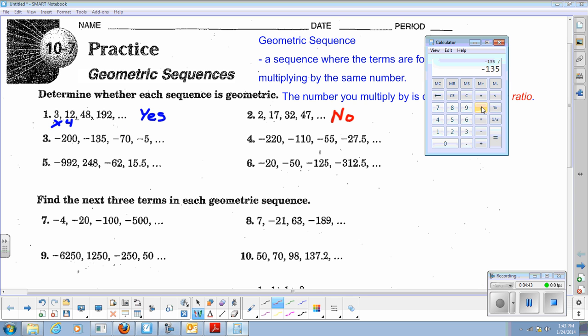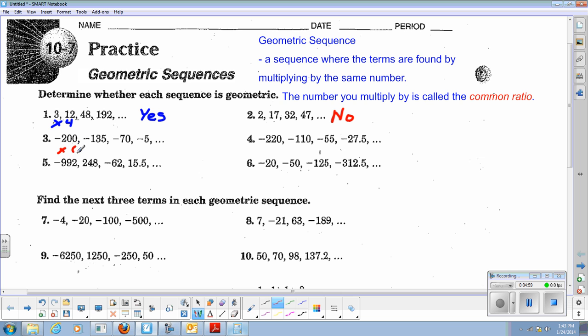So I'm going to go divided by, and I'm going to type in 200 and make it negative, and I'm going to see what my answer is. It says 0.675. All right, so maybe this was multiplied by 0.675.